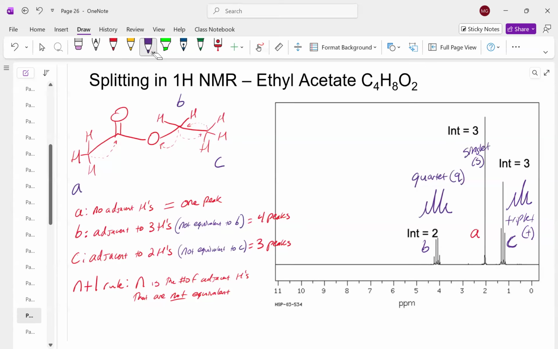Now I've gone over the how. You look for adjacent hydrogens that are not equivalent to the original hydrogen, and you just add it all up and use the n+1 rule.